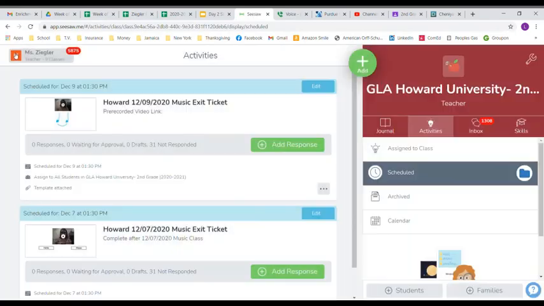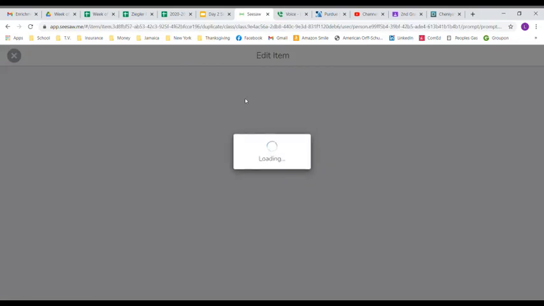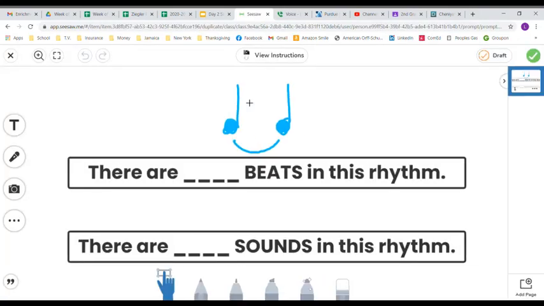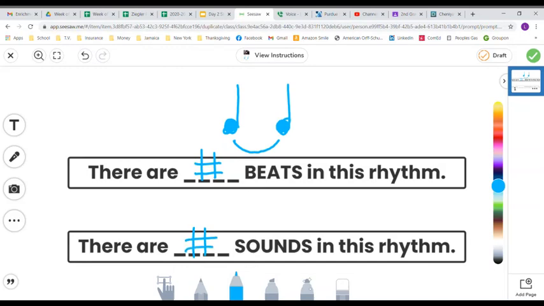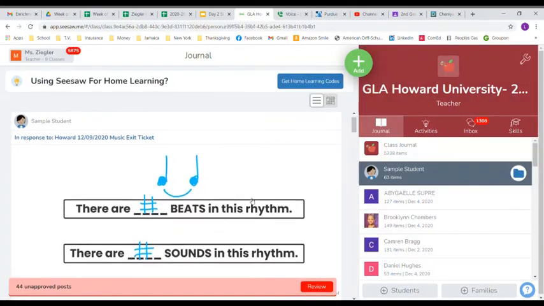So to respond, I'm clicking the green Add Response button, finding my name, and here I'm filling in the blank. I'm writing how many beats and how many sounds are in this rhythm. So I'm writing whatever number I think there are for beats and whatever number I think there are for sounds. When I'm finished, I'm clicking the green check mark and I am good to go.